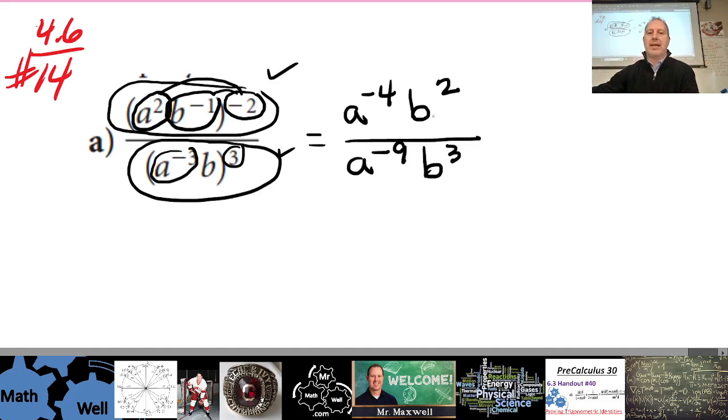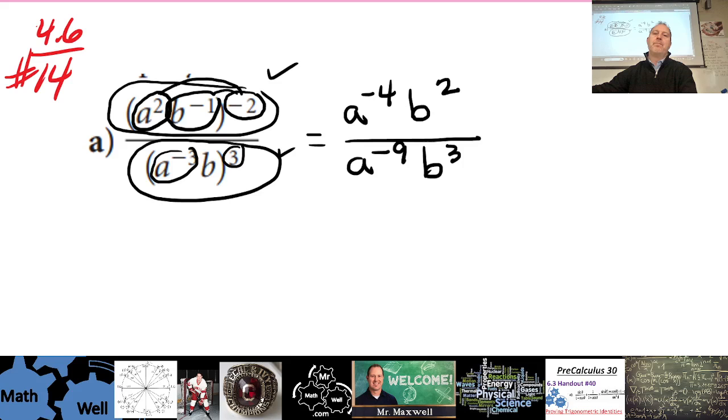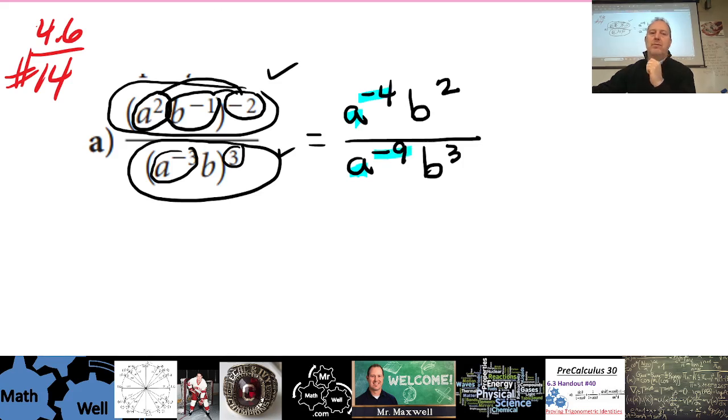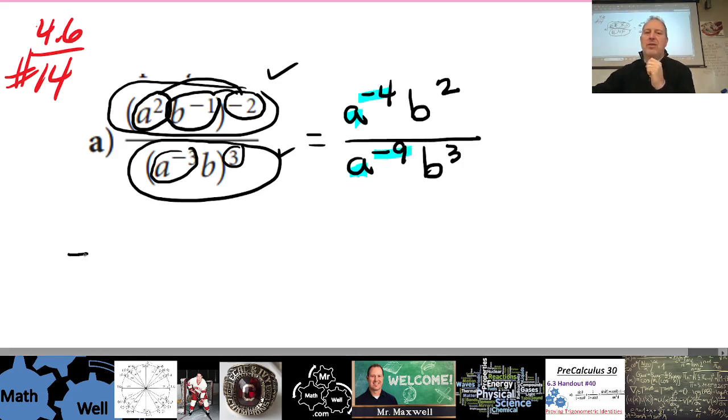And then now the second exponent law that we're going to use is the dividing law. So when we divide, notice that we have a terms. So that's a common base of a. So what I do is I subtract the exponents. Now some students find this a little difficult when you're subtracting negatives, but as long as you pay close attention, it shouldn't be that bad. So this is going to be a to the negative 4 minus negative 9. Lots of negatives there, right?